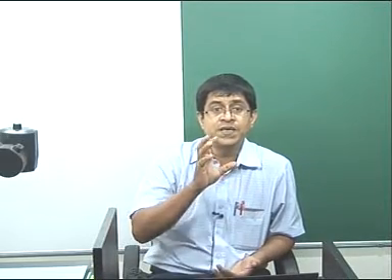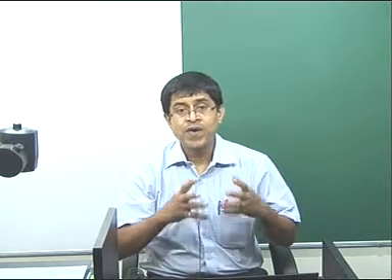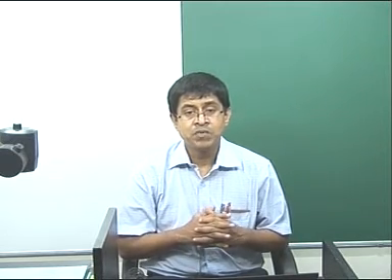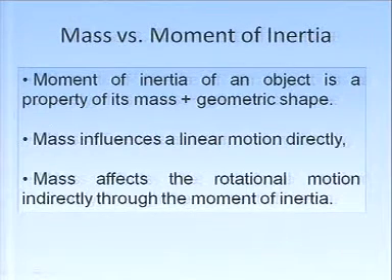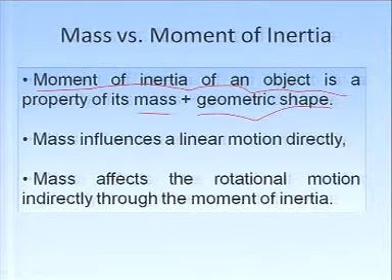To understand a little bit of the physics part of it, where mass comes into the picture and where moment of inertia comes into the picture, I have pointed out three items on this slide, showing how mass and moment of inertia play an important role. First, moment of inertia of an object is a property of what? Mass and the geometric shape. So mass and geometric shape are both important properties which reflect in the value of moment of inertia, and later we will see that this influences the rotational motion, which I am writing at the end here.